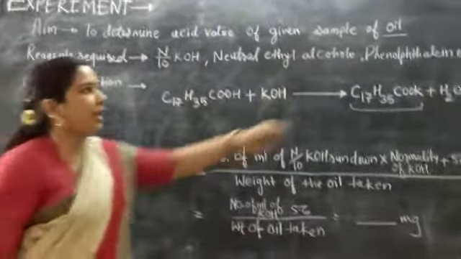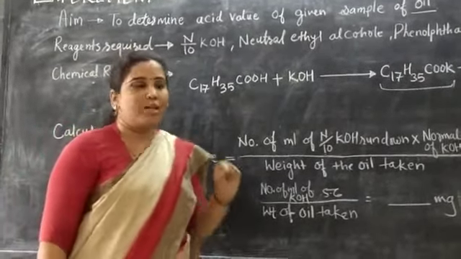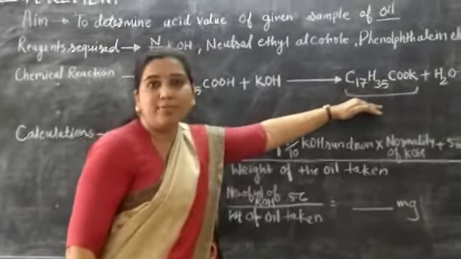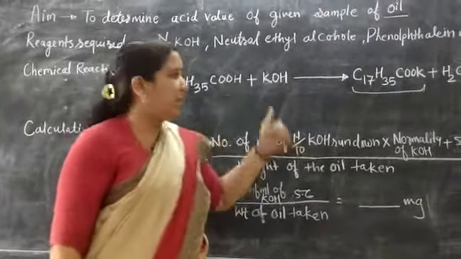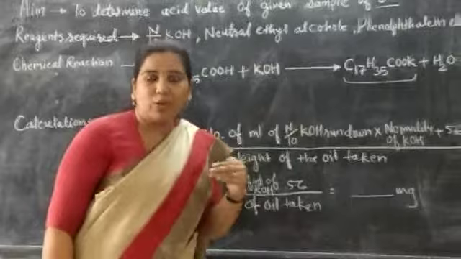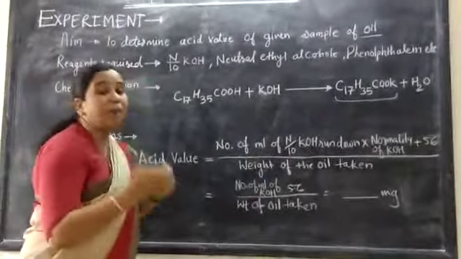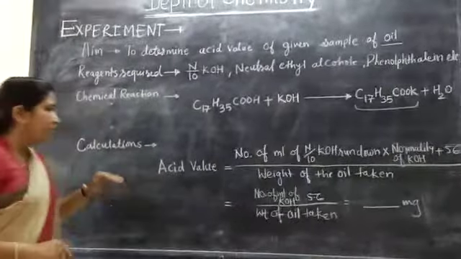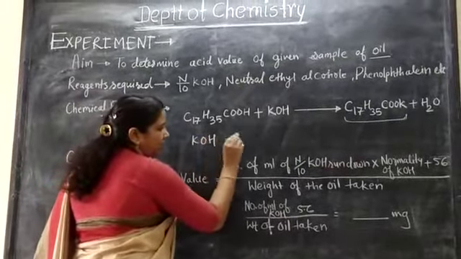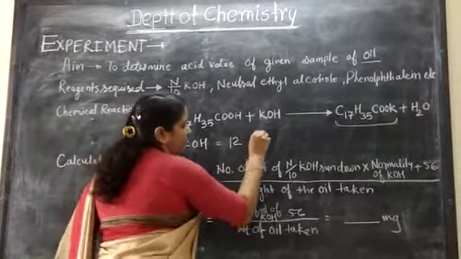As I have used phenolphthalein, I got a color change from colorless to pink. As soon as the C17H35COOK is totally formed by the acid, the remaining KOH falling down will show pink color in the presence of phenolphthalein. Okay. Now I got the reading of KOH dropped down, which is 12 ml.